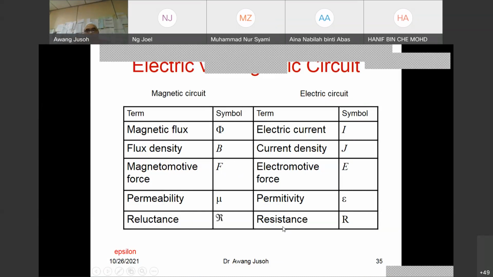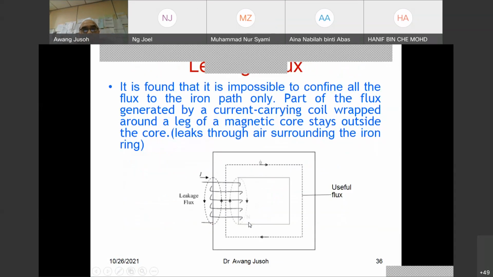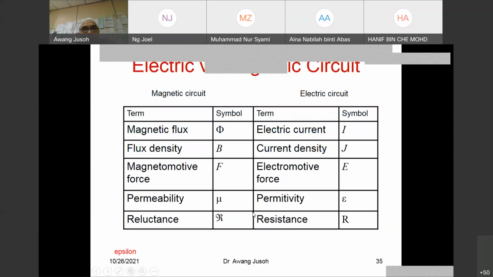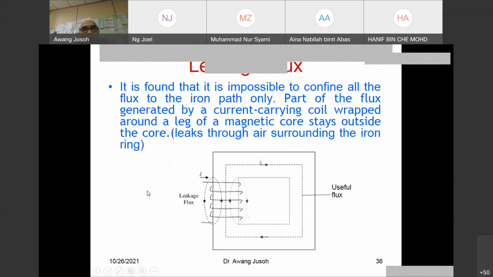I think that's okay. You can compare these two. It's almost similar. Okay, now we move to the next slide. Just go briefly on what's on the next slide, which is also revision.